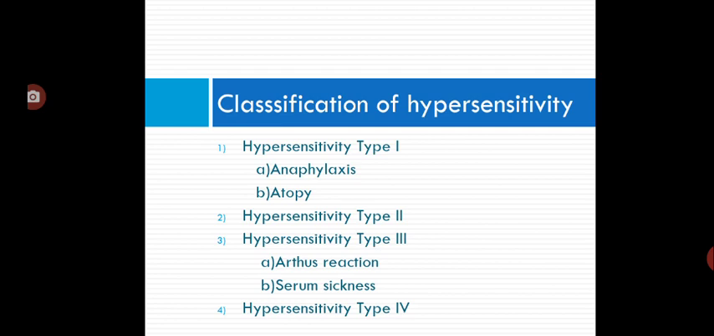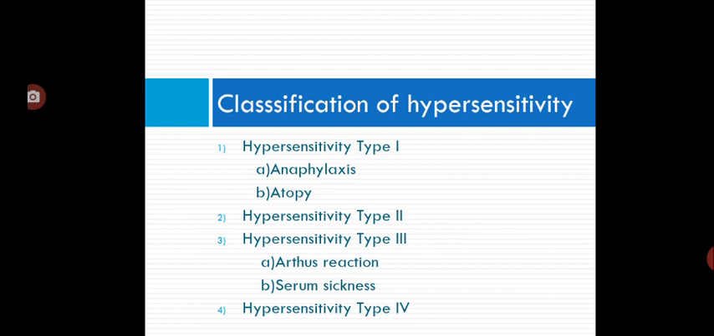Next is atopy, which runs in families. These individuals have a tendency to produce reaginic antibody in unusually large amounts. Reactions occur at the site of entry of the antigen, like inhalation of pollen affects the lungs, resulting in bronchial asthma, ingestion of milk, food, fish, egg, etc., causing gastrointestinal disorders, and contact lenses lead to local allergy.